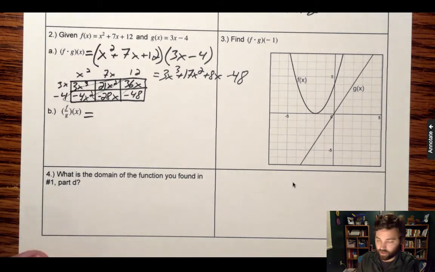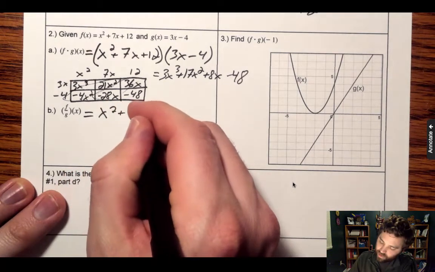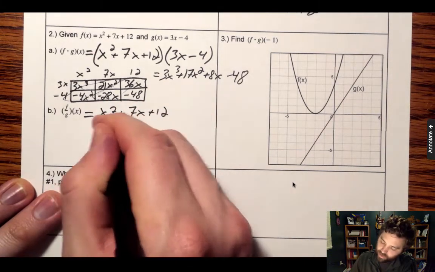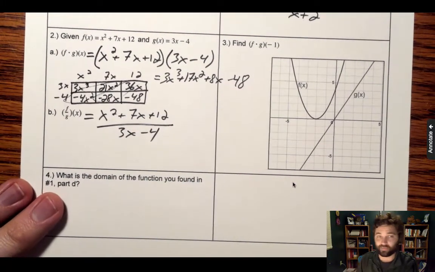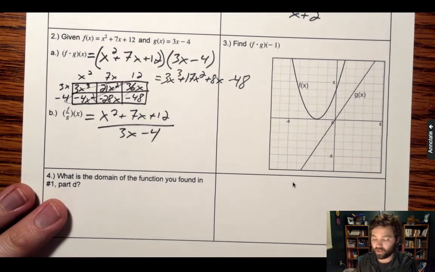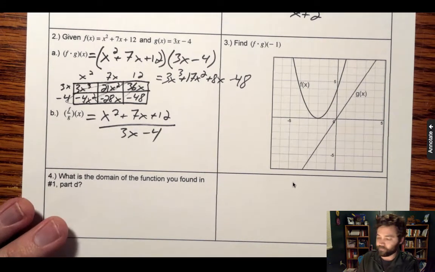All right, f over g of x. So this means we're going to do division. So I'm going to take f of x, which is x squared plus 7x plus 12, divided by 3x minus 4. And that's it. Like I said, most of the time on division problems, I don't want to say all the time, but most of the time, you're just going to set it up and you're just going to leave it.